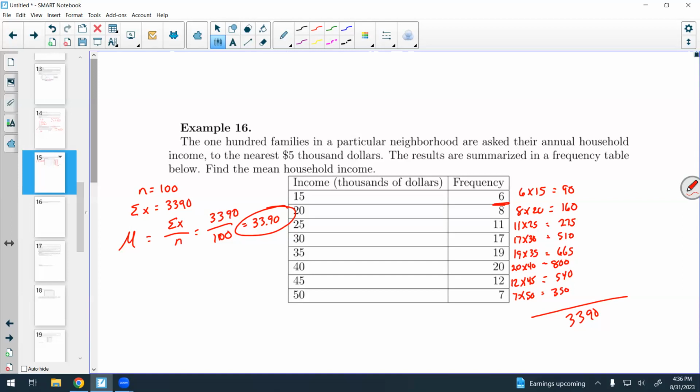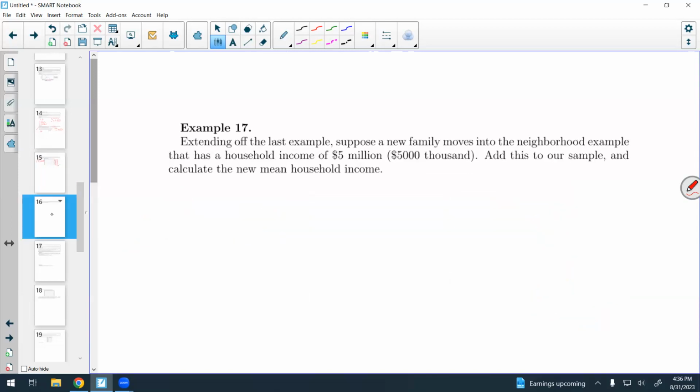So as far as a measure of central tendency, a mean can be very good, depending on what the data looks like. Which brings us to this little addition. So let's extend the last example. Suppose a new family moves into the neighborhood and has a household income of 5 million, which is 5,000 in thousands. So let's add this to our sample and calculate the new mean. And I'm just going to do it on the previous page, and make a note so next time I'll know what happened.